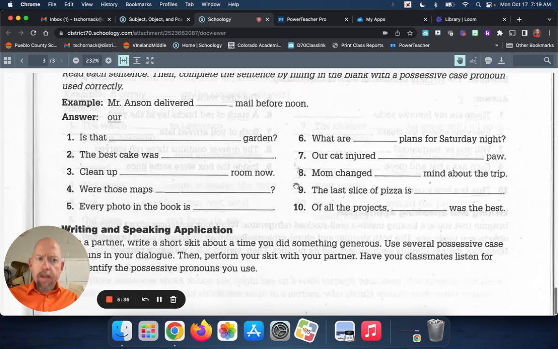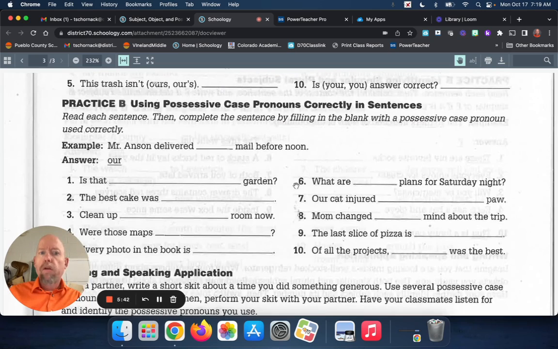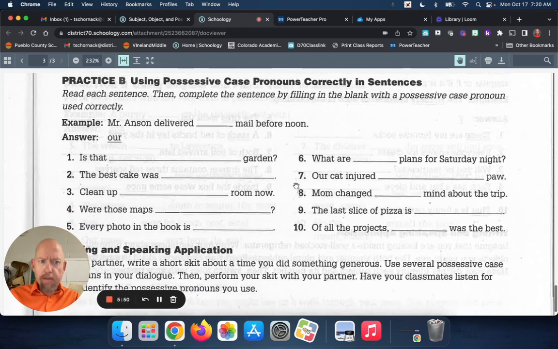And then on practice B, we'll just do 1 through 5. We're going to read each sentence and complete the sentence by filling in the blank with a possessive case pronoun used correctly. There's a multitude of them that can probably work. Like number 1, is that blank garden? We could say, is that his garden? Is that her garden? Is that their garden? Is that my garden? Is that our garden? Is that your garden? I don't know how many I've used. There's a multitude of them that we can use. So I'll tell my aides to do that, and that'll be fine.